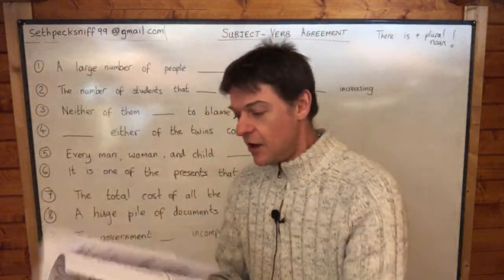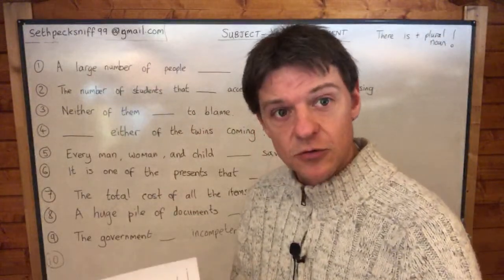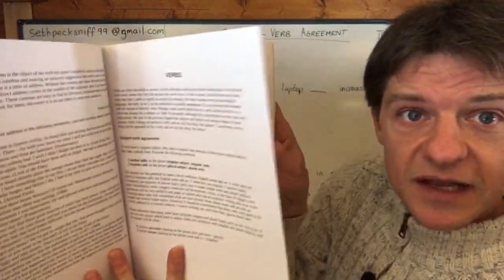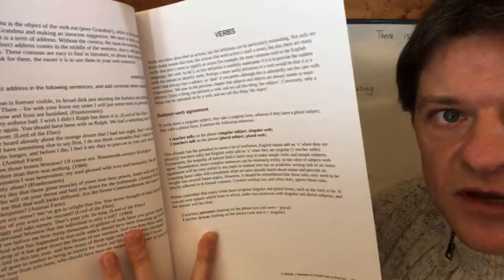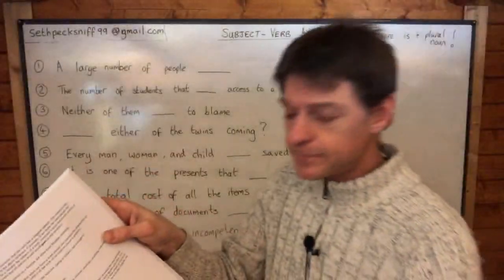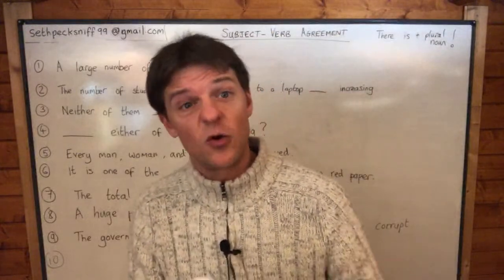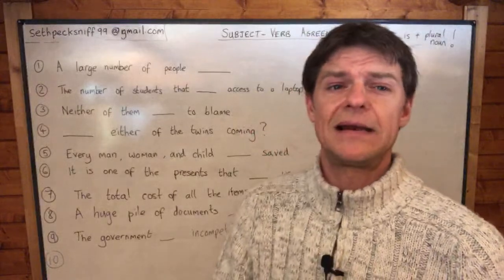So today it's subject-verb agreement. I actually do this topic in the chapter called Verbs. Here's the chapter Verbs, and it's the very first topic, subject-verb agreement, because it's an important topic. And it's the kind of topic that natives make mistakes with all the time. Never think that natives don't make mistakes. We make loads of mistakes.